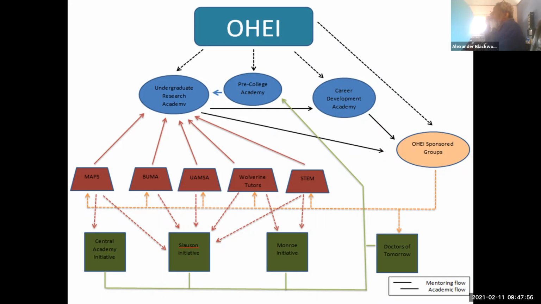So, how does the OHE thing go? Well, there are basically three academies. There's the SPEAR, or the Pre-College Exposure Academy. There's the Career Development Academy, and there's the Undergraduate Research Academy. The Undergraduate Research Academy is basically a summer research program. The pre-college academy prepares you to enter college, with SAT prep and stuff like that. And then the Career Development Academy is for juniors and seniors in college.